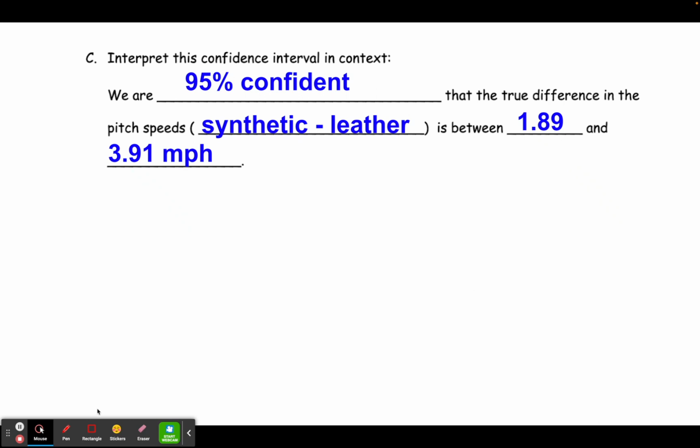And also notice that I indicated the direction that I'm subtracting, right? So synthetic minus leather, the direction is important because my entire interval is positive in this case. So that means I'm getting good evidence that the pitches with the synthetic covering are going to always be faster than leather, or at least almost always, because my entire interval is positive.